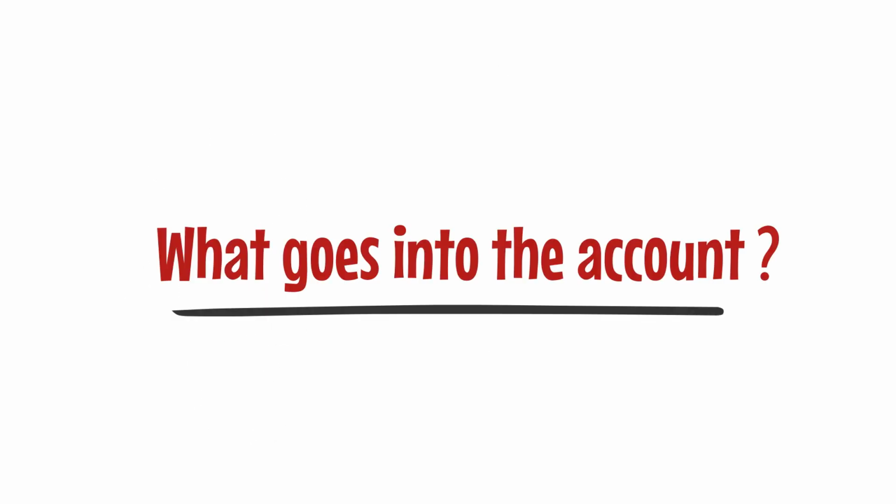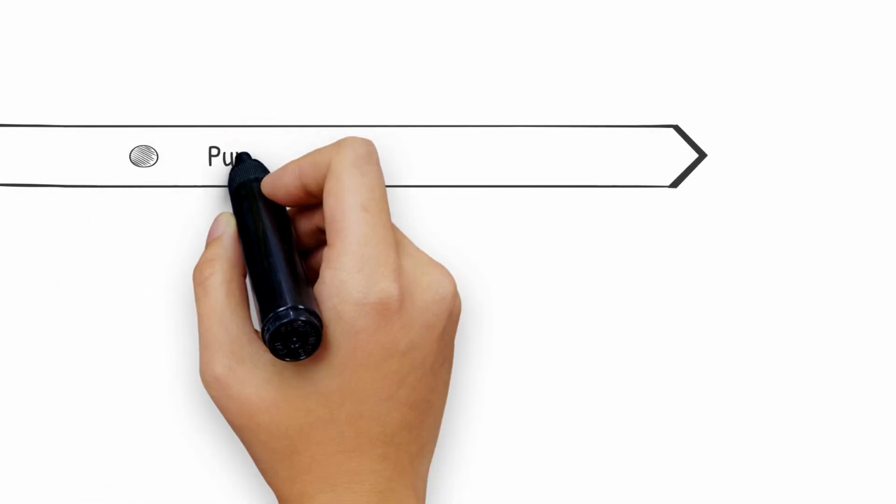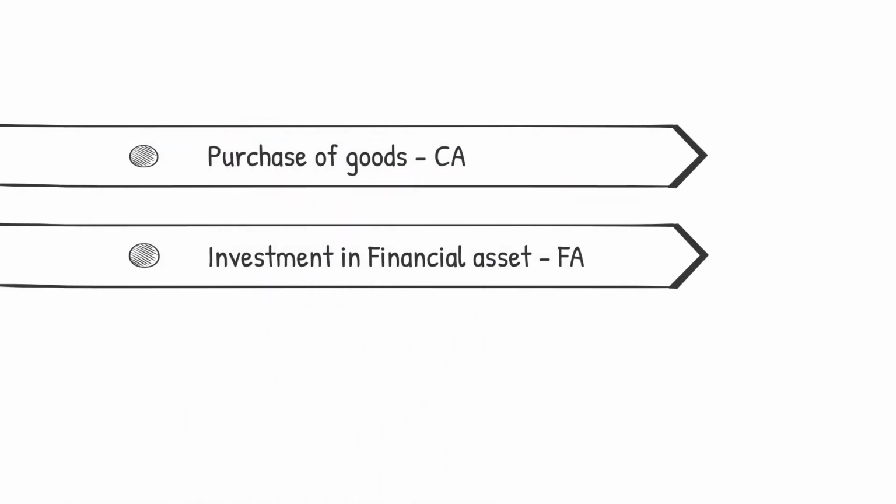What goes into the accounts? It's not rocket science. Textbooks often list examples of things that fall under these accounts, and as a result, examiners avoid giving straightforward scenarios. However, if it sounds like the purchase of a good, it's current account, and if it sounds like an investment in a financial asset, it's financial account.